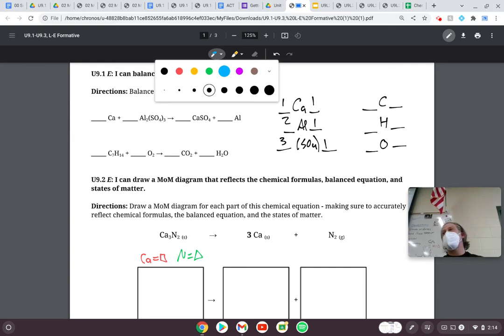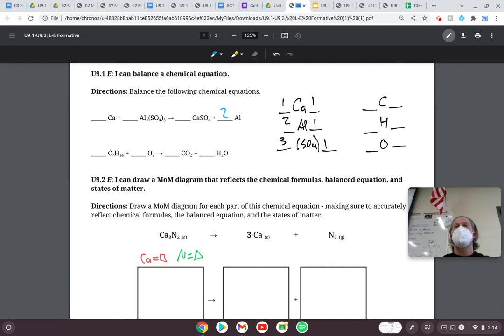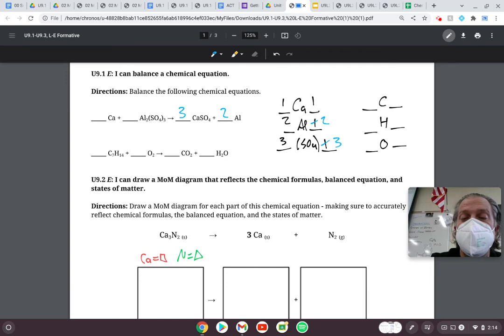The aluminums are not balanced. There's 2 on the reactant side and 1 on the product side, so I'm going to put a coefficient of 2 here. That will give me my 2 aluminums. And then lastly, my SO4, my sulfate, I see that I have 3 on my reactant side and I have 1 on my product side. So I'm going to put a coefficient of 3 here, which will give me 3 sulfates, but it's going to also give me 3 calciums. So I need to go back and put a 3 in front of that calcium, and then everybody's happy.